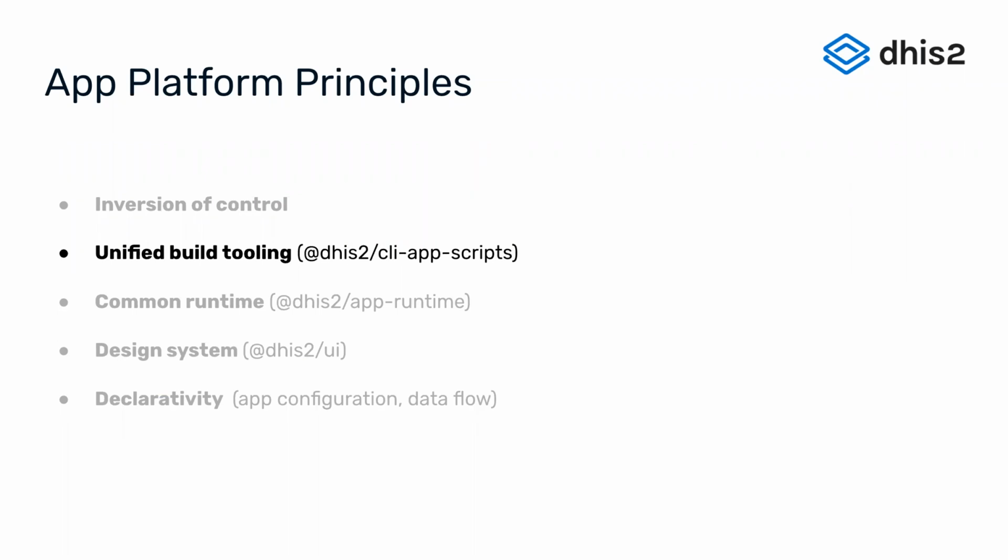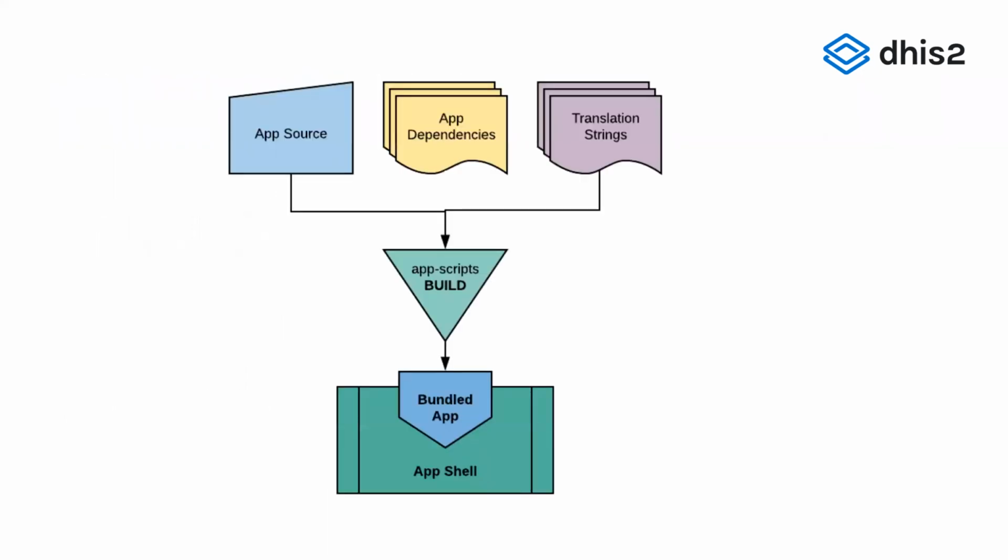The second piece, so that's inversion of control, which is taking the core functionality of an application, pulling that out and making everything else common and used in the same way across all different applications. The second piece of this application platform is unified build tooling. So rather than needing to pull together a bunch of different build tools to build your application, we have a single wrapper around that tool that builds it, injects it into the application platform or application shell, and builds an application for deployment to the App Hub.